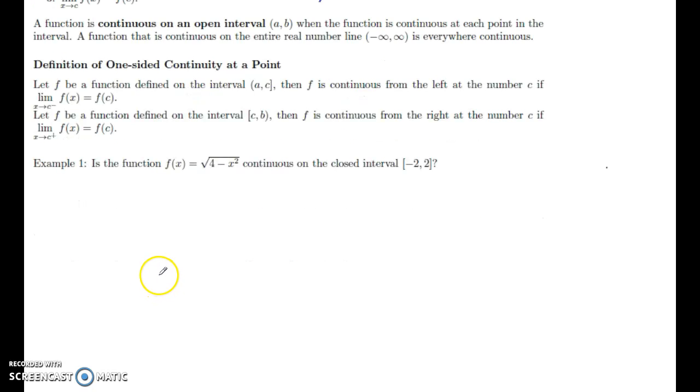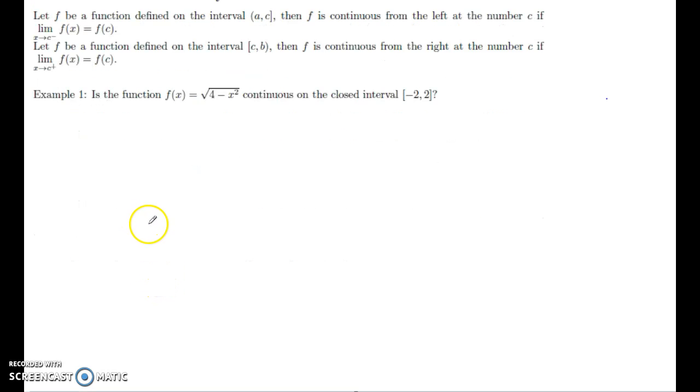So example 1 is: this function f of x equals the square root of 4 minus x squared is continuous on the closed interval -2 to 2. In order to verify continuity, we need to check all three conditions. The first condition, we want to make sure f is defined on -2 to 2. In order to do so, we need to find the domain of the function.